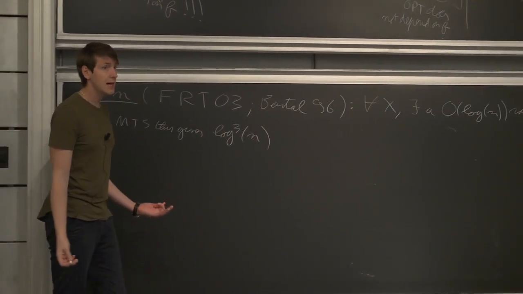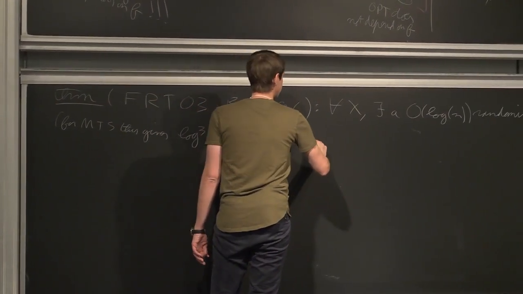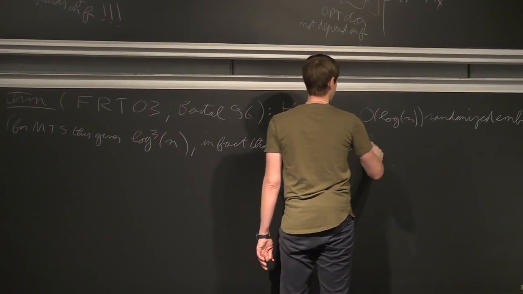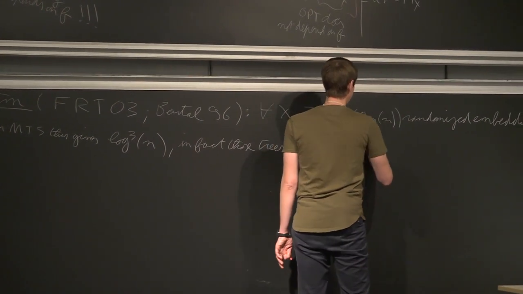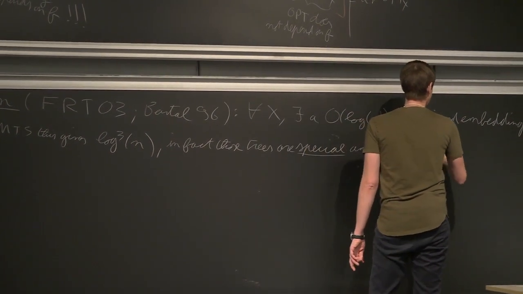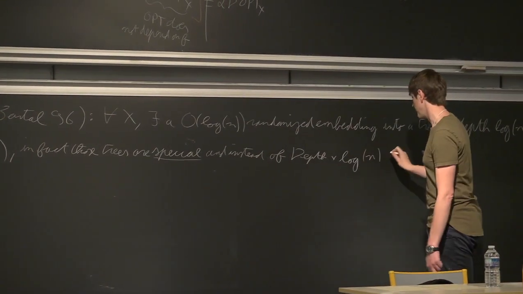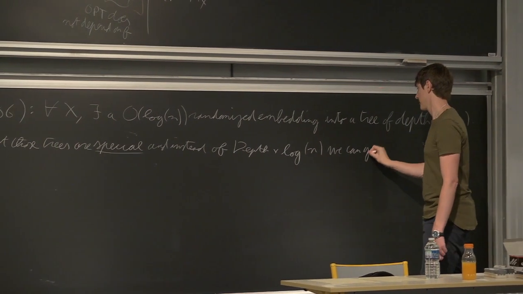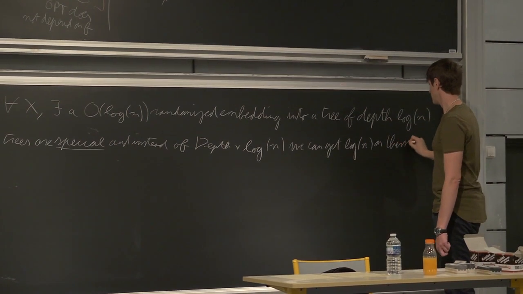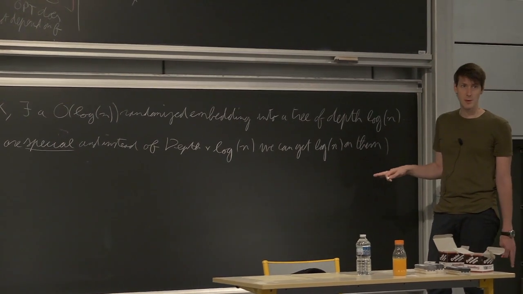Okay, but in fact, those trees are special in a certain way, and instead of depth times log n, we can get log n on them. Okay, I won't explain that. That gets a bit technical, but basically we can remove one of the log n.